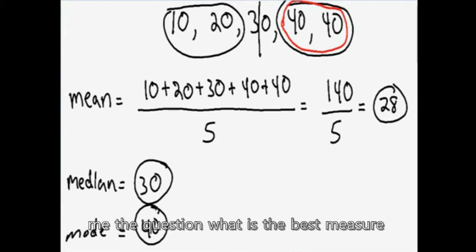So many people ask me the question, what is the best measure? Is the mean better than the median? Is the median better than the mode? Which measure of central tendency should we use, the mean, median, or the mode? And I don't have an exact answer to that question.